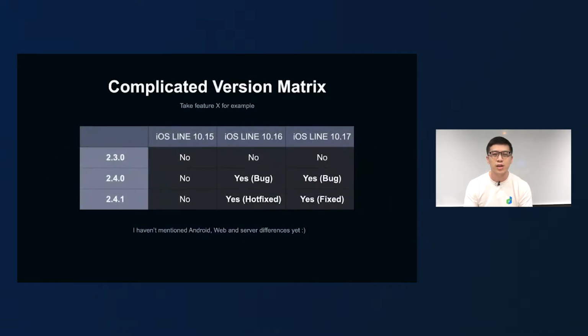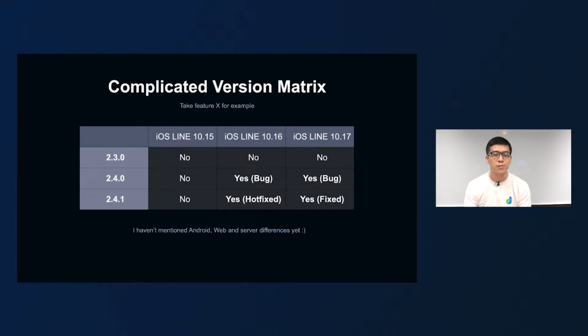If you check this table, this is a very complicated version matrix. Here we take feature X, for example. You can see from the diagram there are 2.3.0, 2.4.0 and 2.4.1 versions, which are our JS SDK versions. On the other hand, you can see there's iOS LINE 10.15, 10.16, and 10.17.